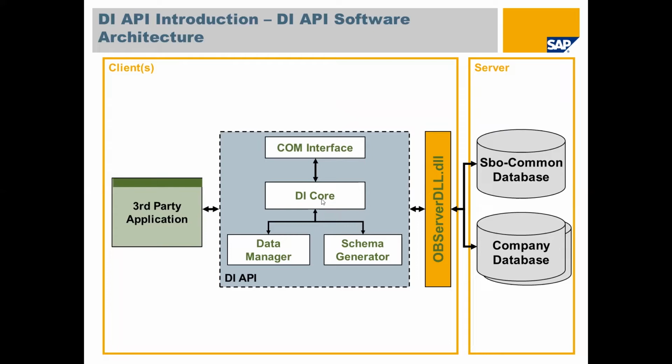The DI core, which is the main component of the DI API, performs all the data logic operations. So the COM interface provides the interface to the add-on application. The DI API uses the observer DLL component to perform all the business logic operations. The observer DLL component is not part of the DI API package, but it is distributed with the SAP Business One application. The DI API is a wrapper to the observer DLL.